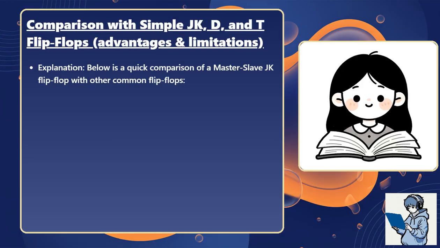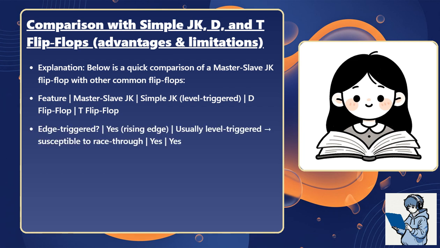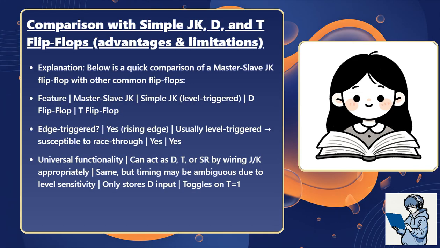Explanation: below is a quick comparison of a master-slave JK flip-flop with other common flip-flops. Feature: master-slave JK, simple JK level triggered, D flip-flop, T flip-flop. Edge triggered: yes, rising edge, usually level triggered, susceptible to race-through: yes, yes. Universal functionality: can act as D, T, or SR by wiring J/K appropriately. Same, but timing may be ambiguous due to level sensitivity.